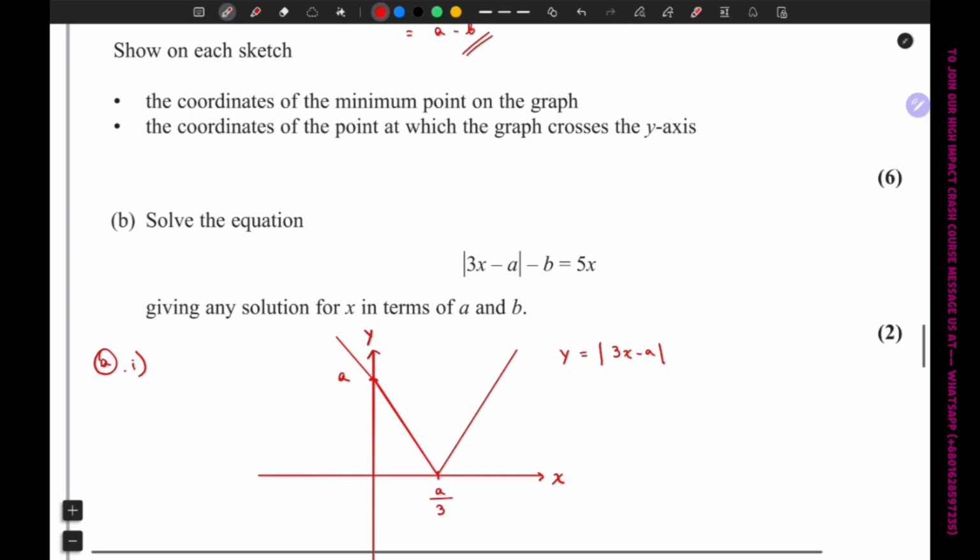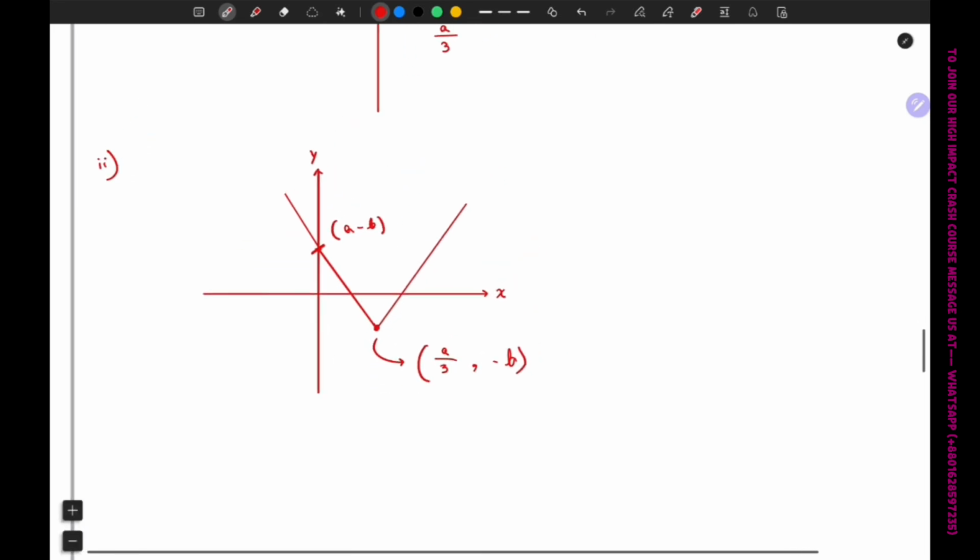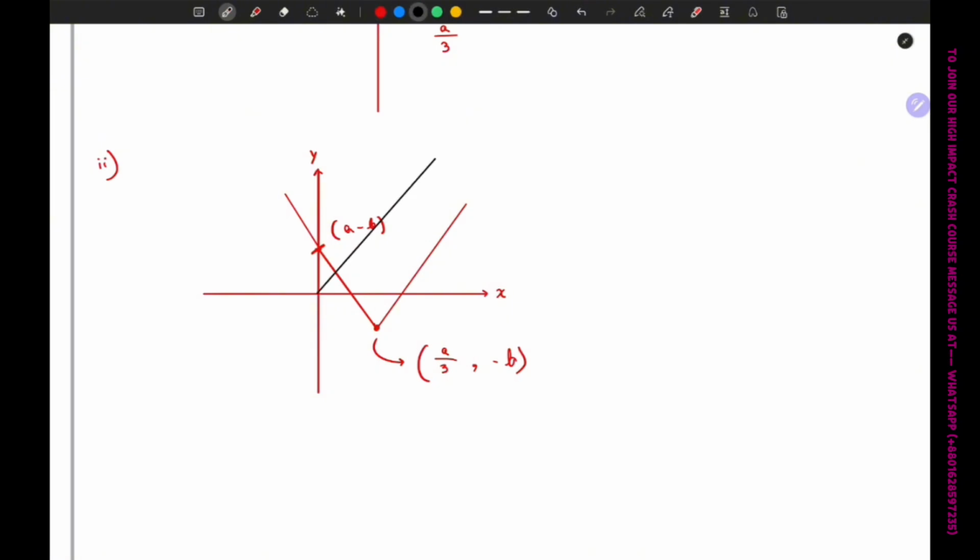Now in the second part we need to solve the equation: this is equal to this. So this basically means that y equals 5x intersects y equals modulus of 3x minus a, minus b. So the equation y equals 5x intersects with this graph. It can either intersect like this, or like this. So there can be one value only, or there can be two values.